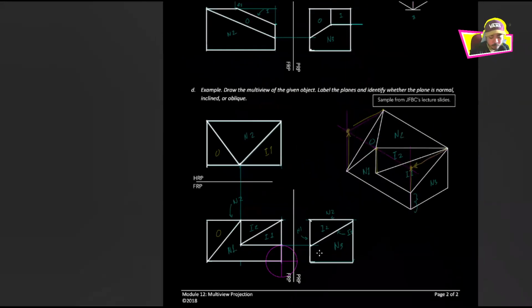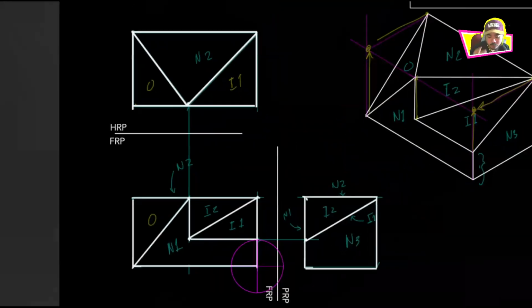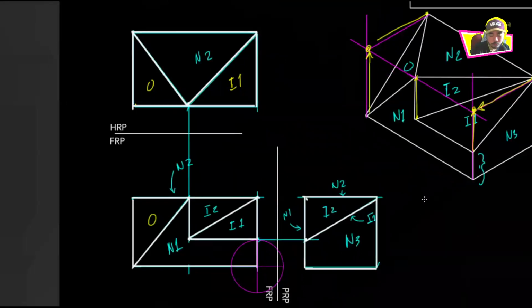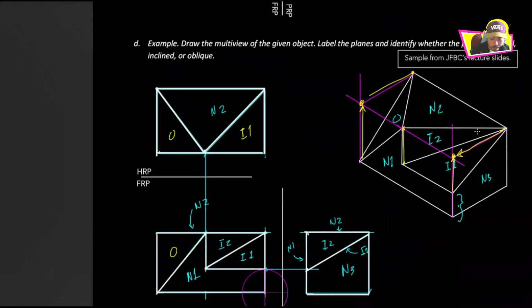Now we double check, no? So we double check every plane and see if totoo nga ba yung nakuha nating sagot. So let's check I1 muna, no? So I1 is inclined, therefore it should be edge view in one of the views, no? So you can see na edge view si I1 dito. This is where it's edge view. Tapos for shorten siya in the two other views, which is ito I1 and I1.